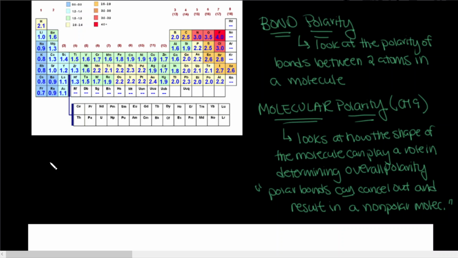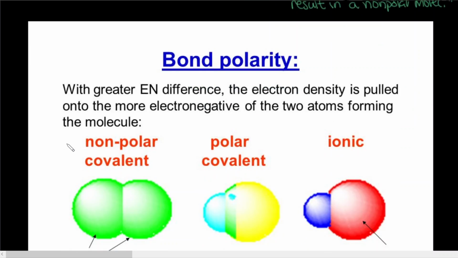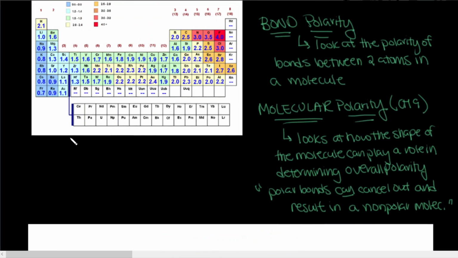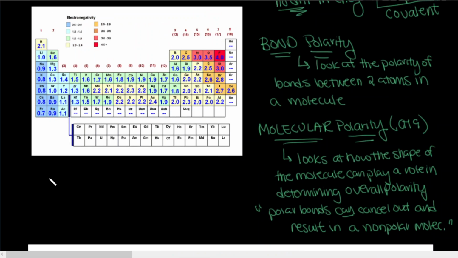Should I make up some examples? Actually, no, maybe I'll use the examples from below. Let's use F2. There we go. All right, so let's use F2. The F2 molecule looks like this in terms of our Lewis structure.